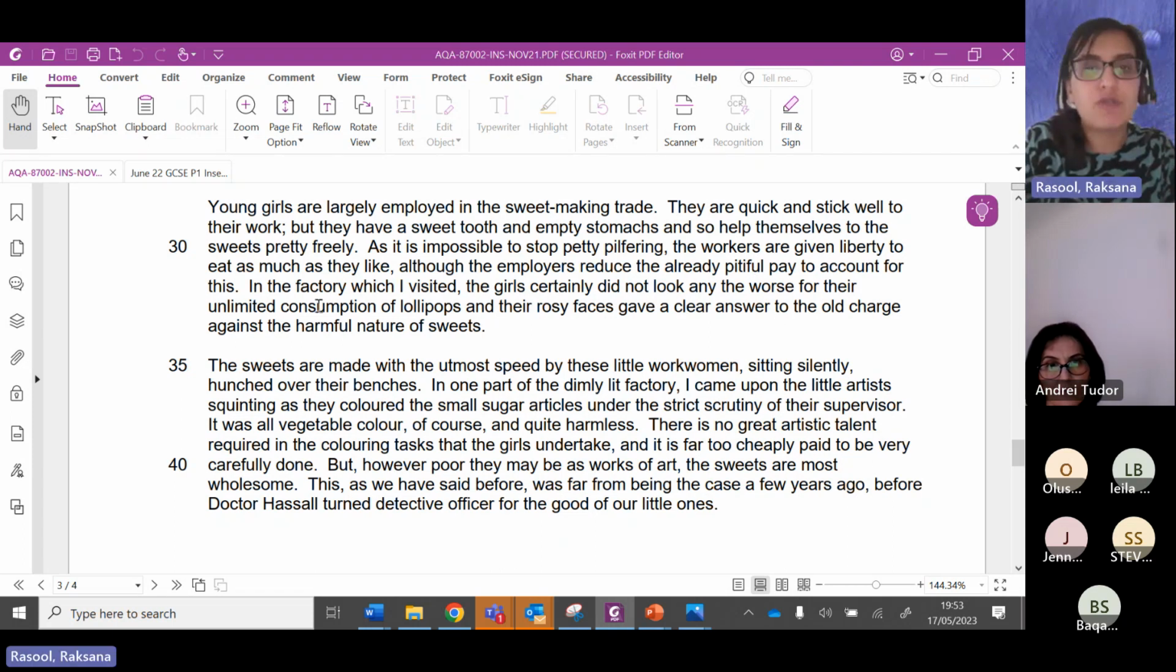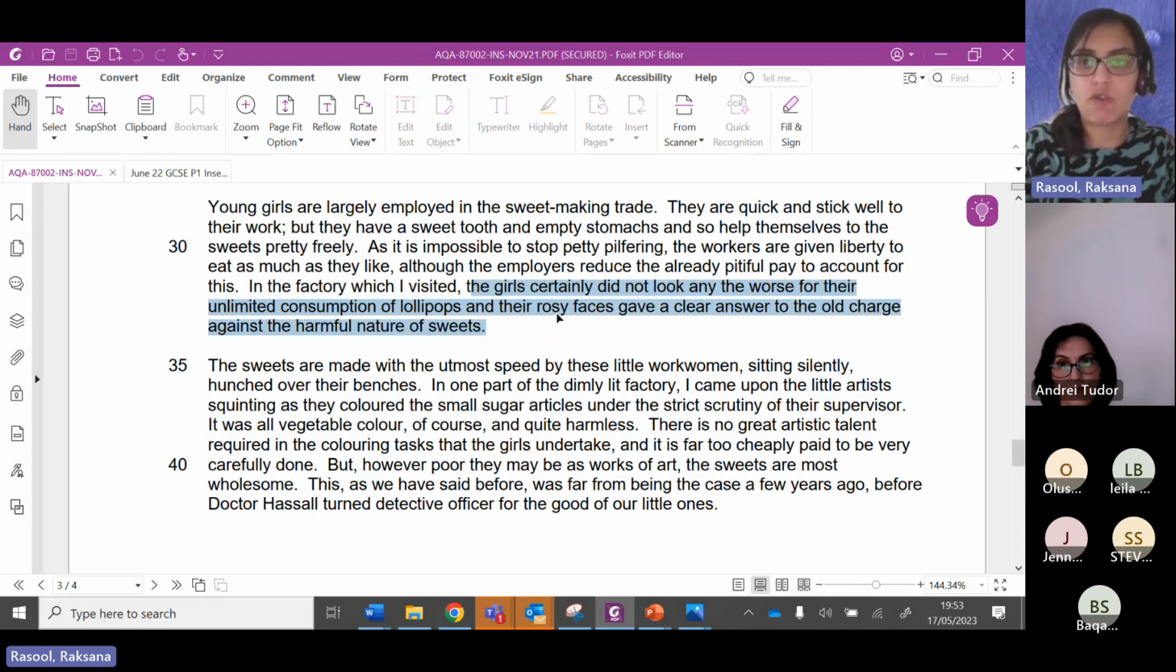In the factory which I visited, the girls certainly did not look any worse for their unlimited consumption of lollipops, and their rosy faces gave a clear answer to the old charge against the harmful nature of sweets. So saying where I visited, the children looked really healthy. They weren't the worse for wear for the amount of sweets they're eating. They've got rosy faces, and anyone who's talking about the harmful nature of sweets, that gives a clear answer. It doesn't. They've got rosy faces.